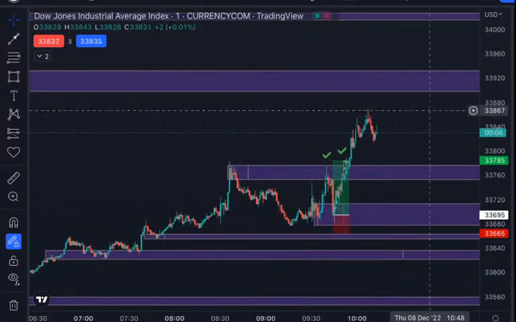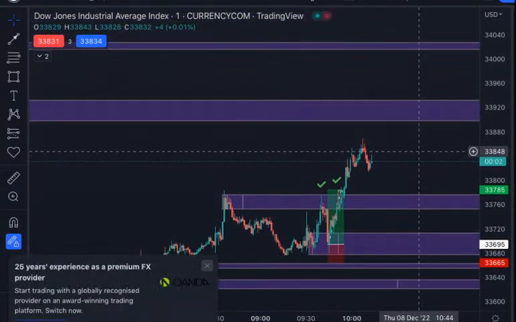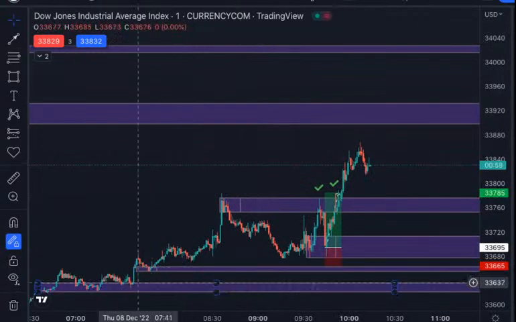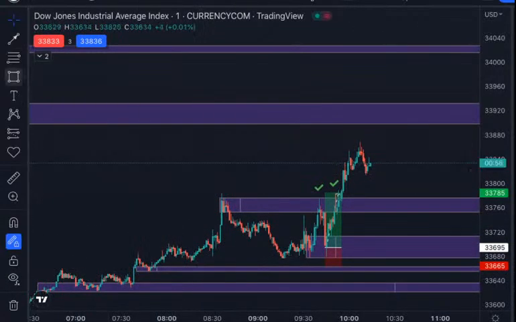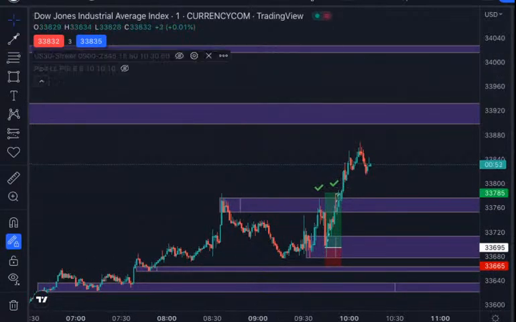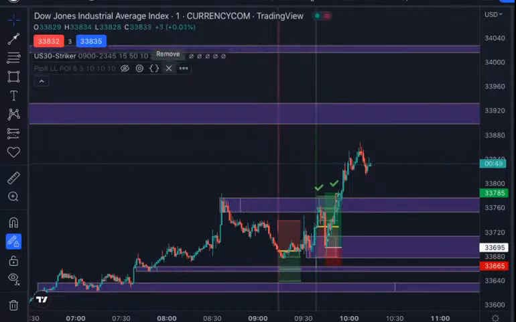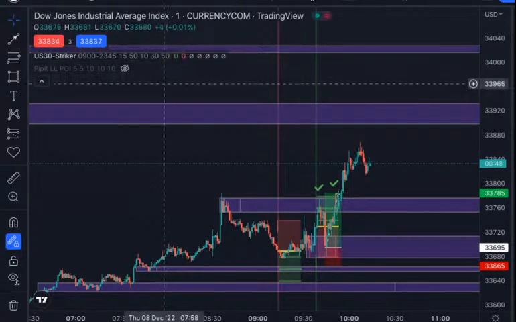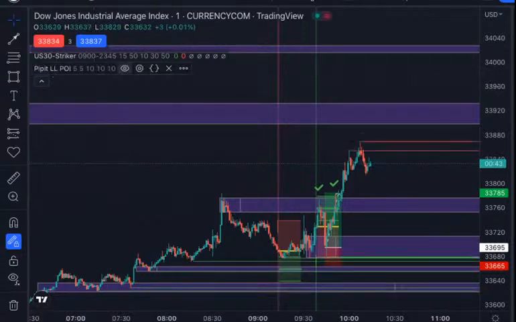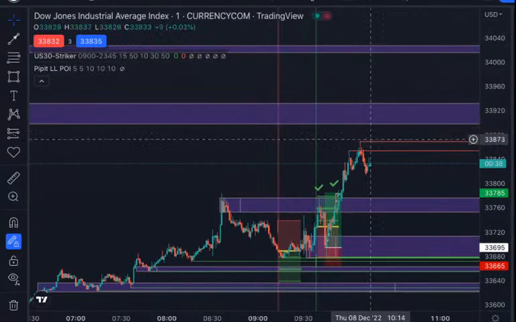Alright, so we have these two levels up here that price could easily try to reach, but I feel like it's overextended right now. What I'm going to do is turn this back on. No setups just yet. Alright, cool. Any liquidity levels? Boom. We do have these two levels right here.